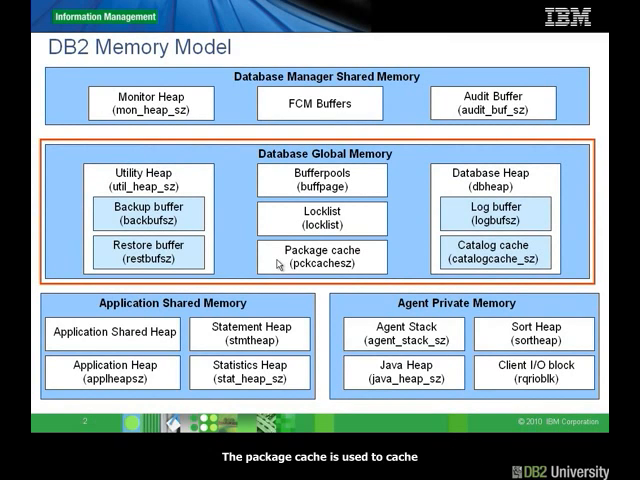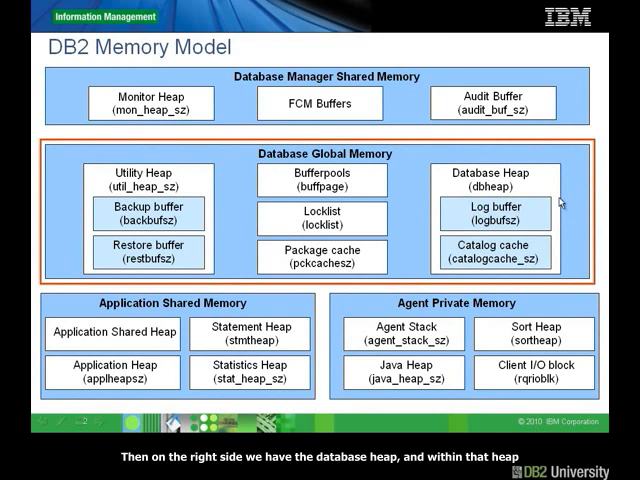Then we have the package cache, which is used to cache the access plan for a given SQL statement. The access plan is a strategy that DB2 uses to access your data. So DB2 will calculate that information, and then it will store or cache this information in this package cache. If the access plan is cached, then the next time the same SQL statement is executed, DB2 will not need to recompute this access plan because it's already in the cache. This will only apply to dynamic SQL.